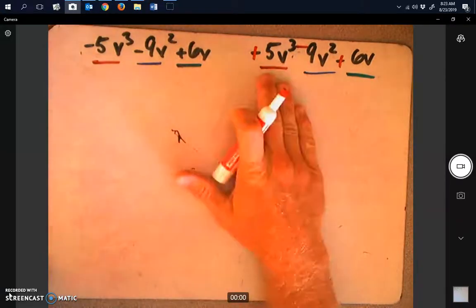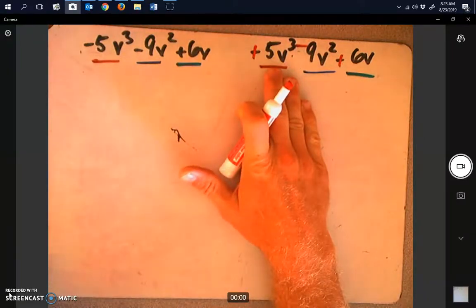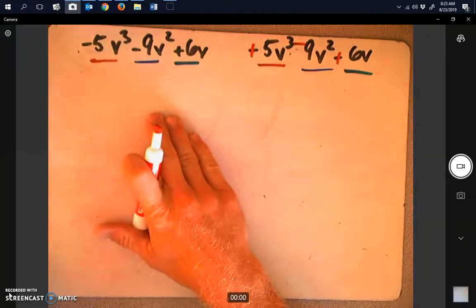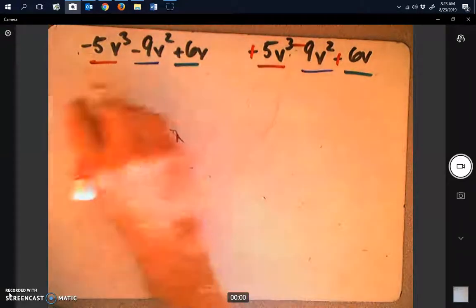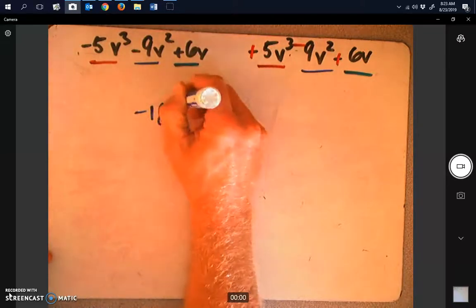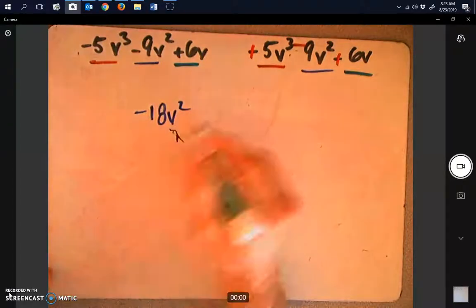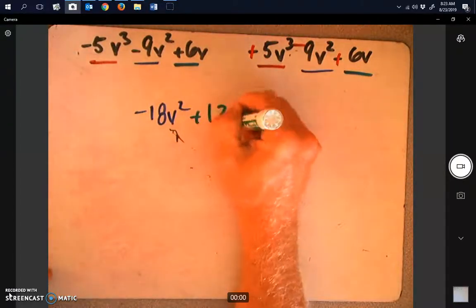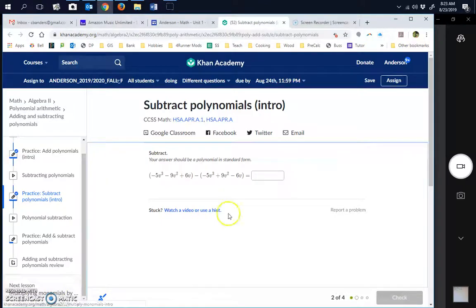Negative 5v cubed plus 5v cubed is 0, so we don't have to write that one. Negative 9v squared minus 9v squared is, I'll write in blue, negative 18v squared. And then finally we have plus 6 and plus 6v, so we get plus 12v. And that should be our answer, negative 18v squared plus 12v.